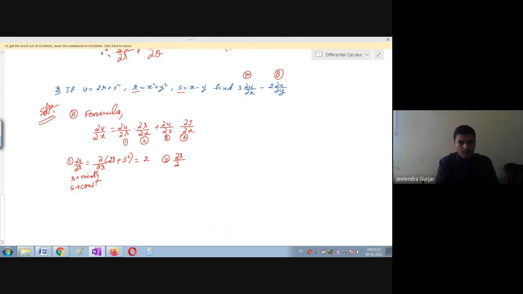Similarly, I will take the second one. Dou r upon dou x. So you can see, what is r? R is nothing but x square plus y square. So what is the derivative? 2x. Very good. So x is here variable, clearly mentioned, and y will become constant. Derivative of constant is 0, right? Everyone knows that, right? Okay. So next I will move to the third one. Is it clear? So dou u upon dou s.